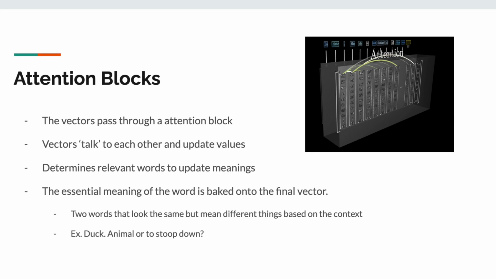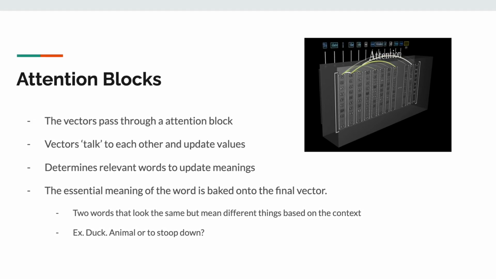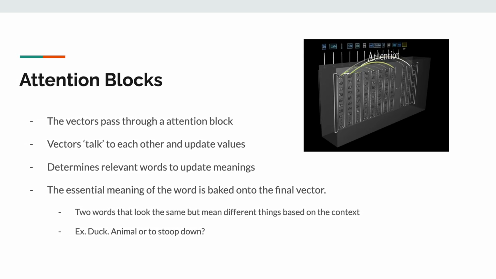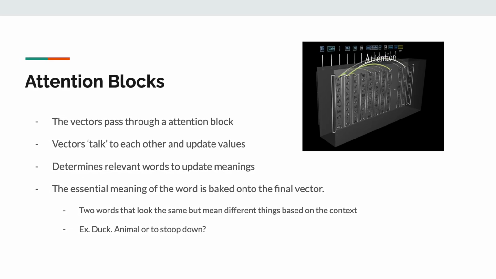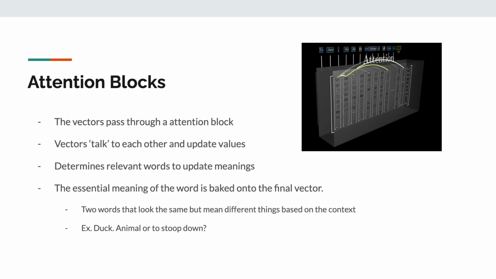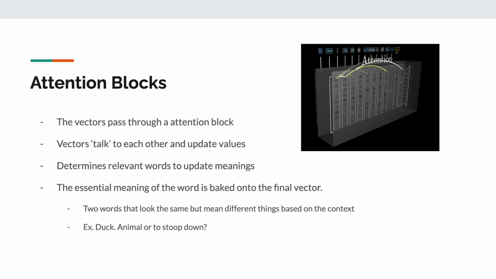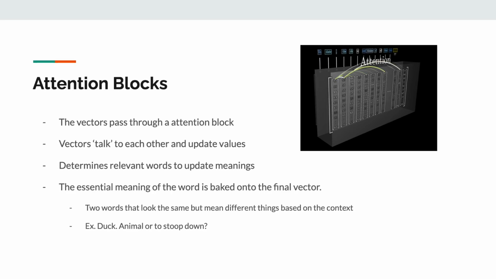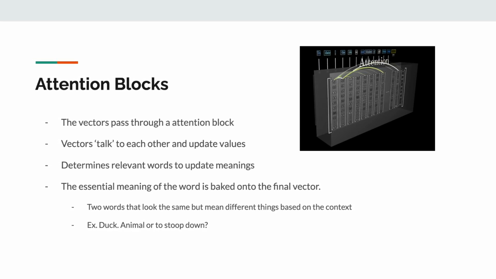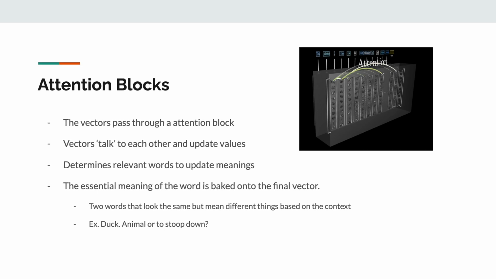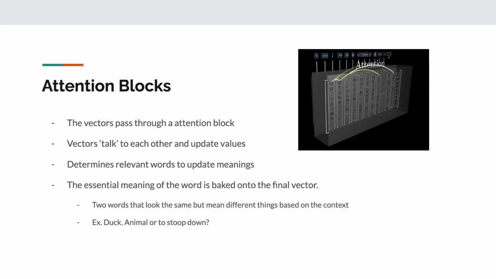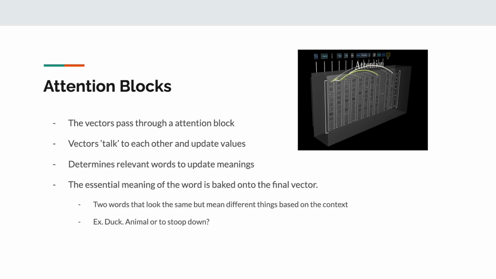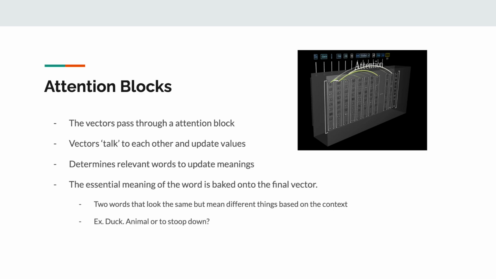Like in the real world, understanding words individually just by themselves isn't enough. The context matters. This is where the attention blocks come in. When these vectors pass through the attention block, these vectors talk to each other. And when they talk to each other, they update values, they update meanings. This process determines which words are relevant in the given sentence. The essential meaning of the word is baked onto the final vector.